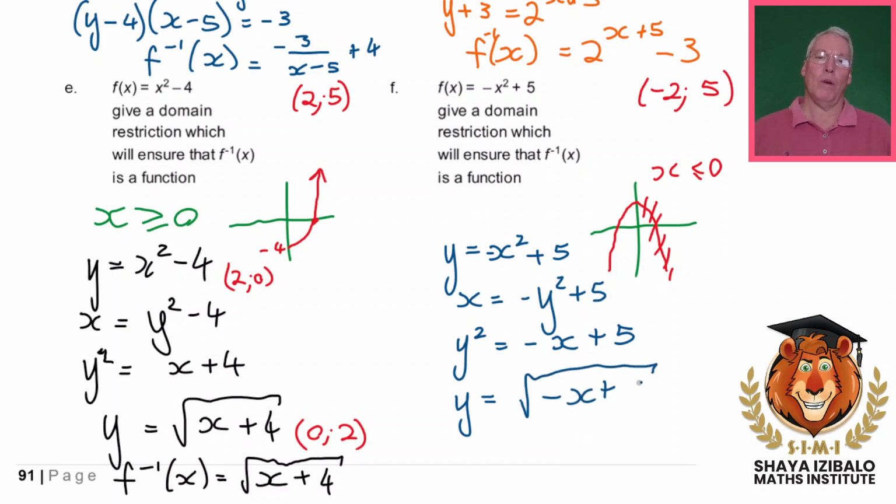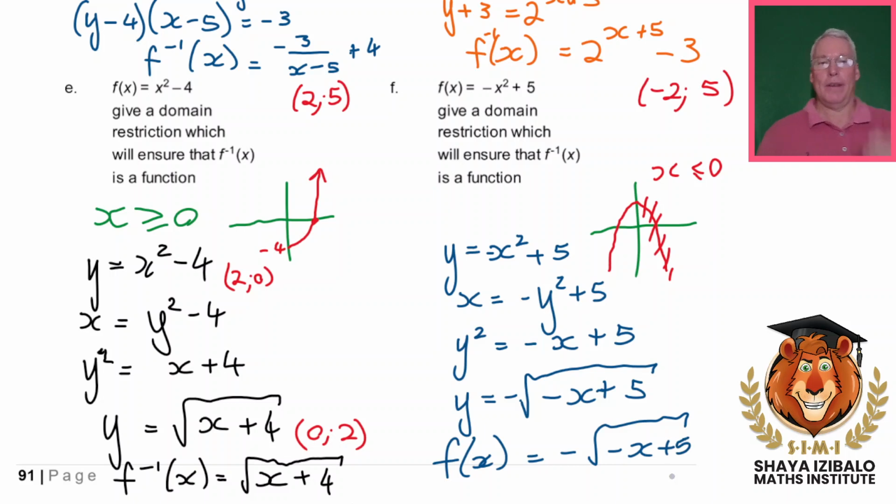We want to think about what was the domain of the original function. Well, the domain of the original function was negative values, so the range of the inverse must be negative values. So this is going to be f inverse of x equals the negative square root of negative x plus 5.